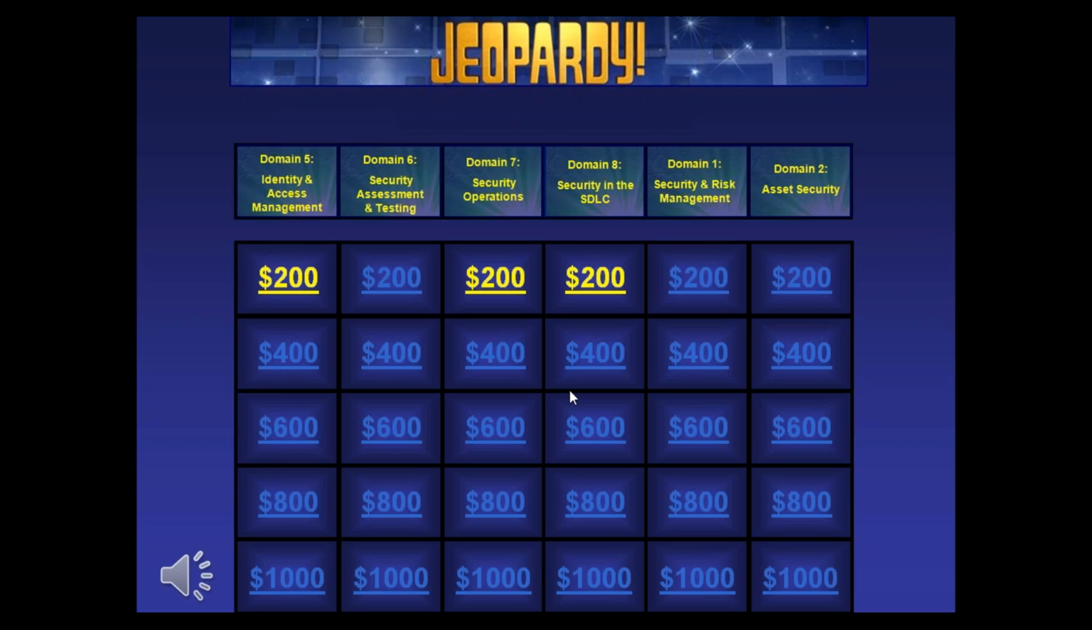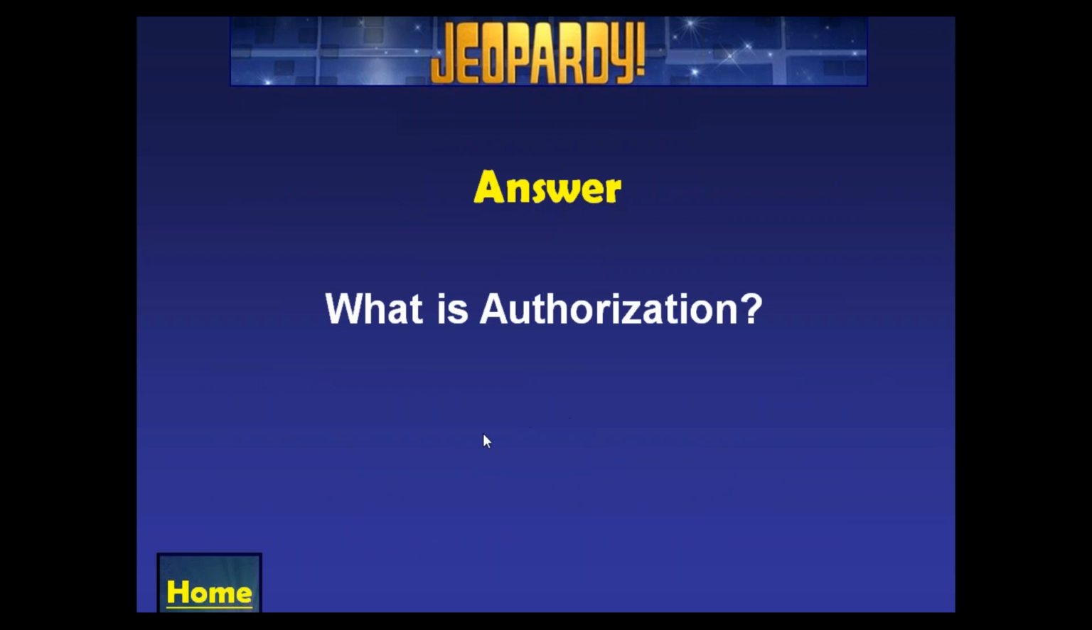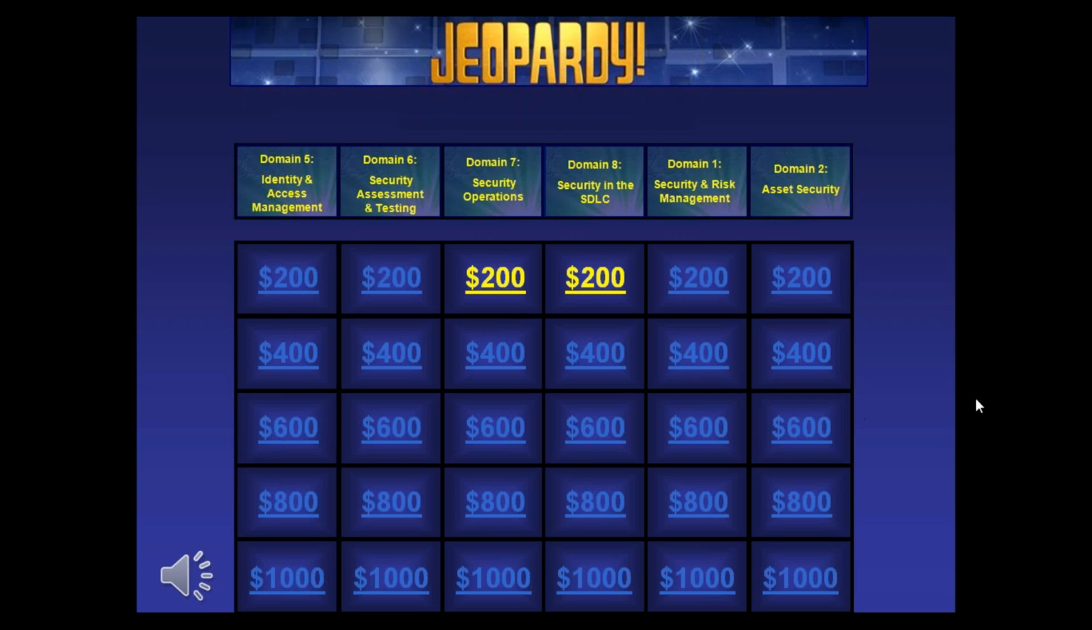Okay, sure. Let's do domain 5, identity and access management for 200. All right, let's close this one out. I think I see quite a few responses. You guys are jumping all over this one. First correct response, Roger, she just got you. Even though she spelled it incorrectly, what is authorization? ID, authen, author. After authenticating their identity and gaining access to the system, a subject should only be allowed to access the resources that he or she needs to perform their duties. That's called authorization. ID, authen, author.